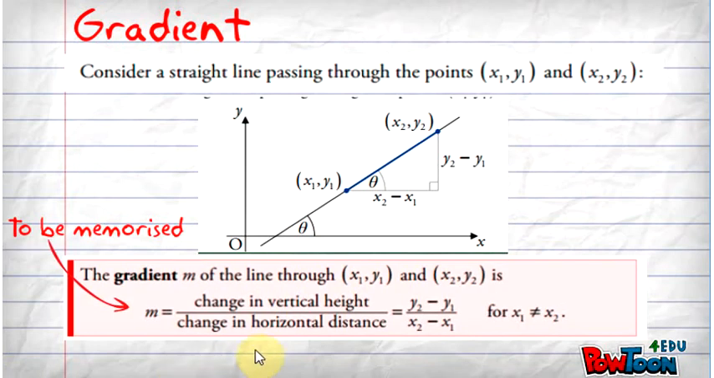Again, you've got to remember that, and the gradient, which is usually written as m, change in vertical over change in horizontal, is the difference in the y coordinates, y2 minus y1, over the difference in the x coordinates, x2 minus x1. We'll come back to this part here later.